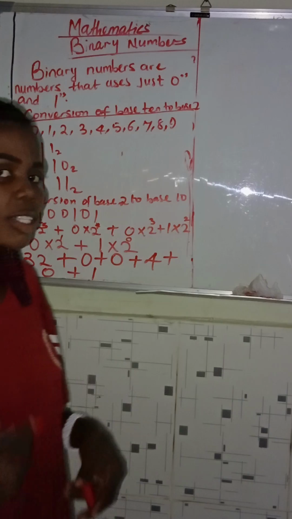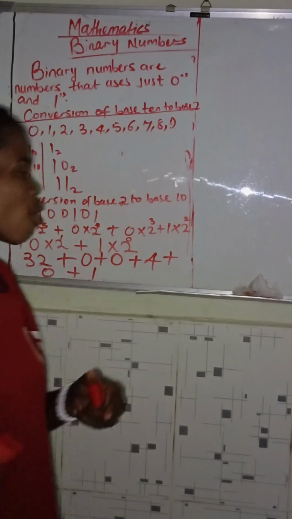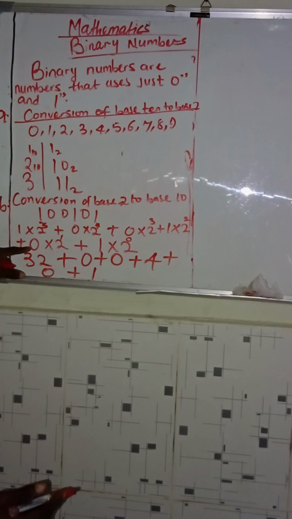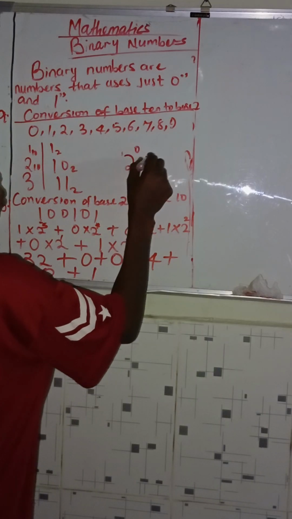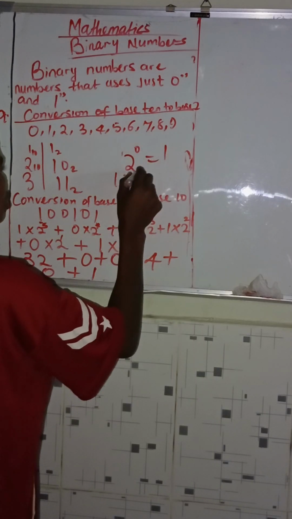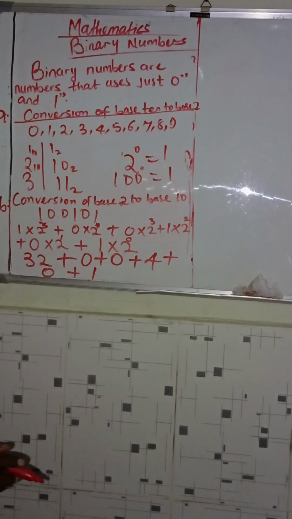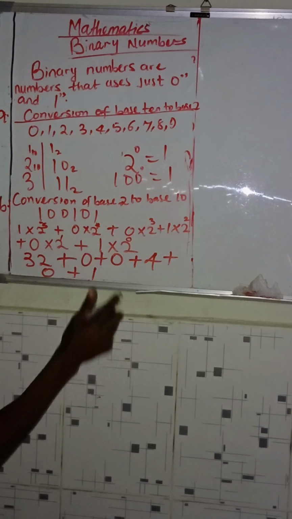Anything in the world raised to the power of 0. Don't confuse it with these ones, okay? This is anything raised to the power of 0 equals to 1. 100 raised to the power of 0 equals to 1. Do you understand that?